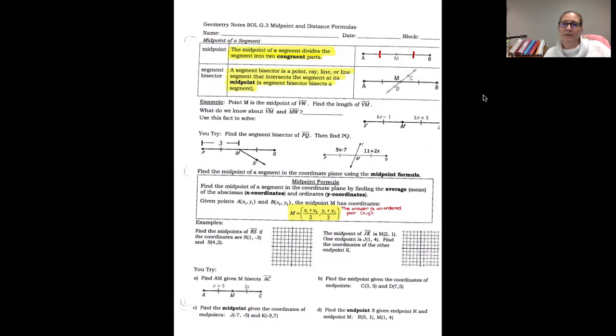A segment bisector is a point, ray, line, or line segment that intersects the segment at its midpoint. So a segment bisector bisects, or cuts in half, a segment. In this case, line CD would be a segment bisector for AB.